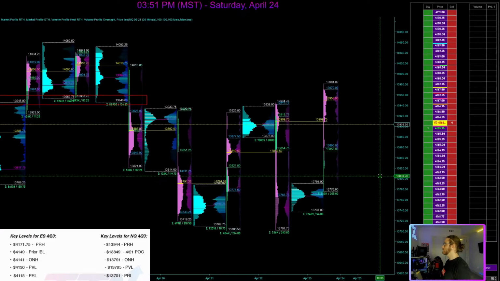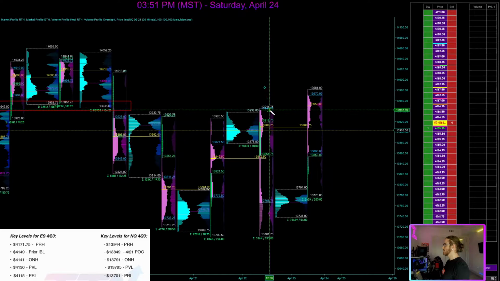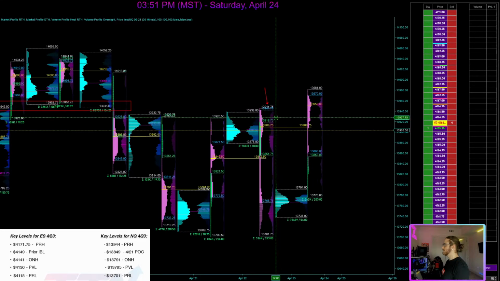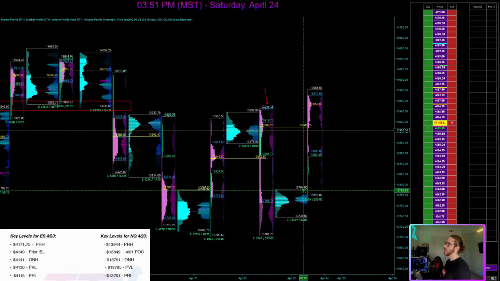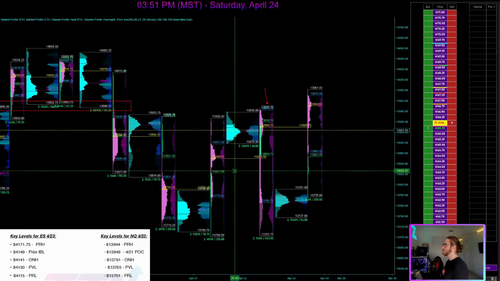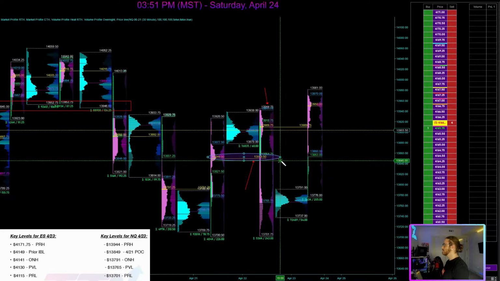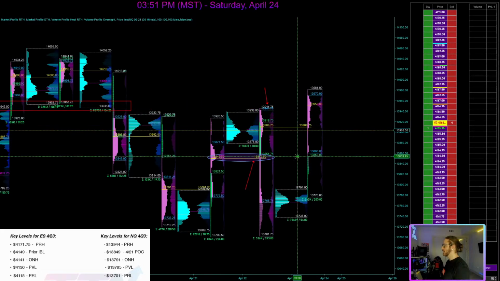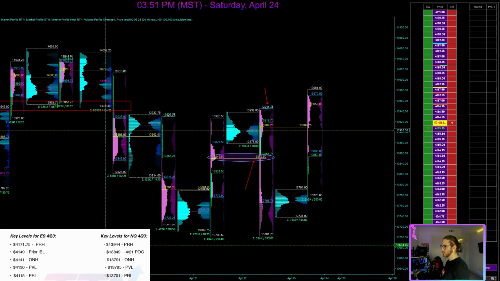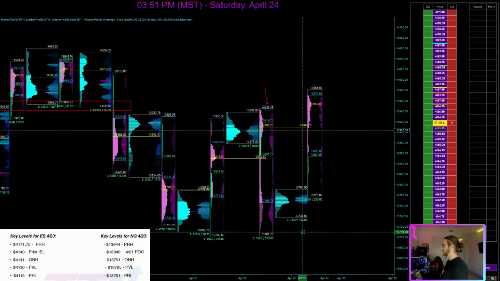So flipping over to NQ, key levels that I was interested in first and foremost, just like ES, the prior range high, 13.944. Second level was the POC from the April 21st session at 13.849. You can see 13.849, that's this level right here. I was interested in price moving down into this level if we could not hold these higher levels, which we will get into shortly.